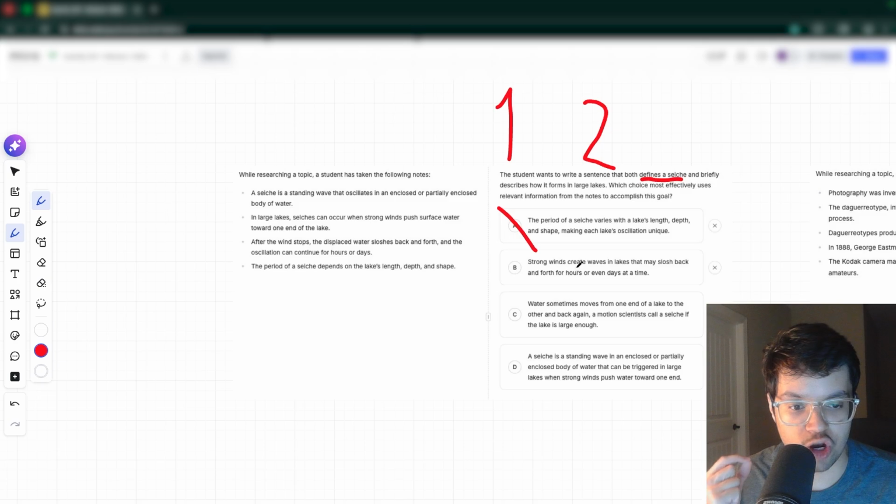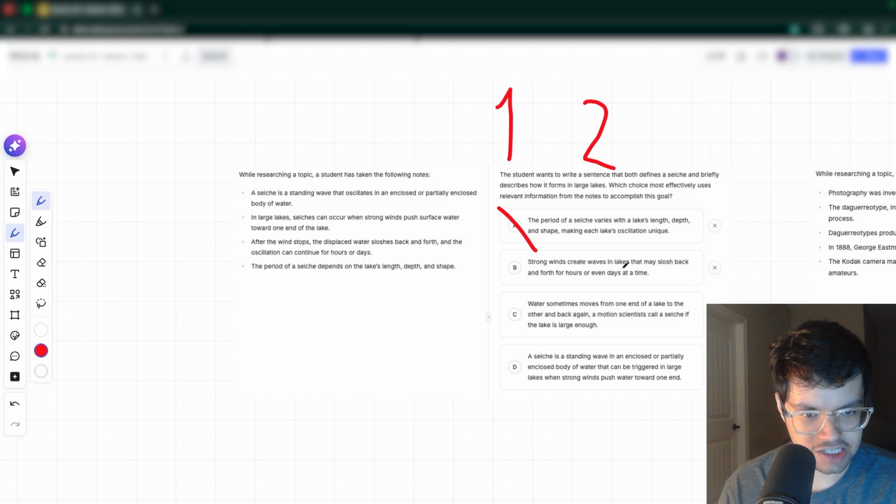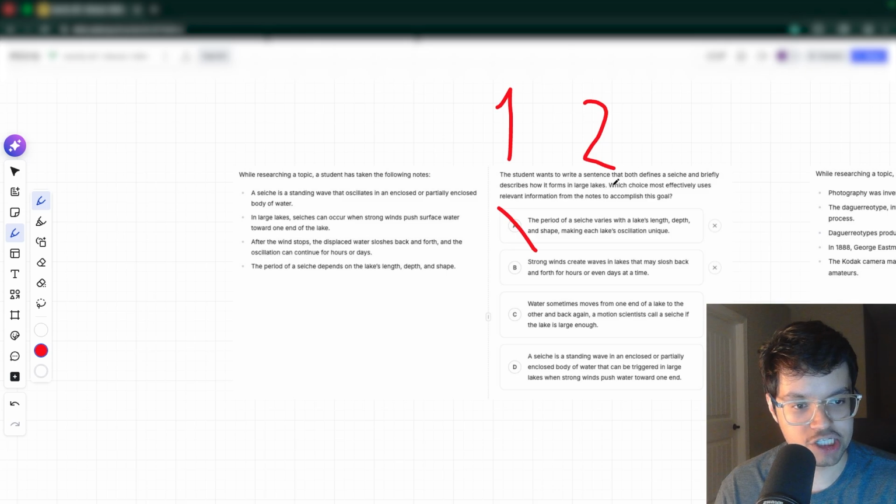B. Strong winds create waves in lakes that may slosh back and forth for hours, even days at a time. This might seem okay on the surface, but you might notice here it doesn't even mention a seiche at all. It doesn't even use that word. So it's just really bad there. If you don't even have the right terminology for a question like this, it's not really going to be the right answer ever. So I'd also eliminate B.